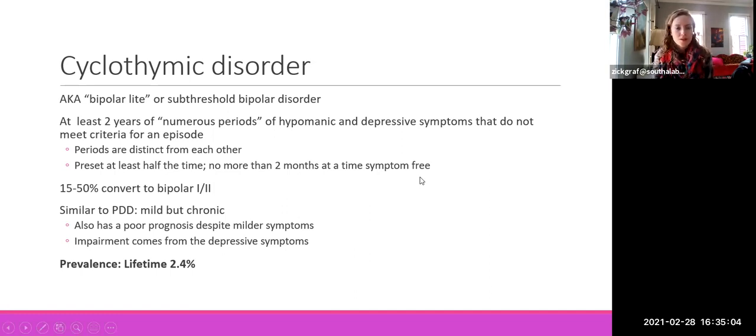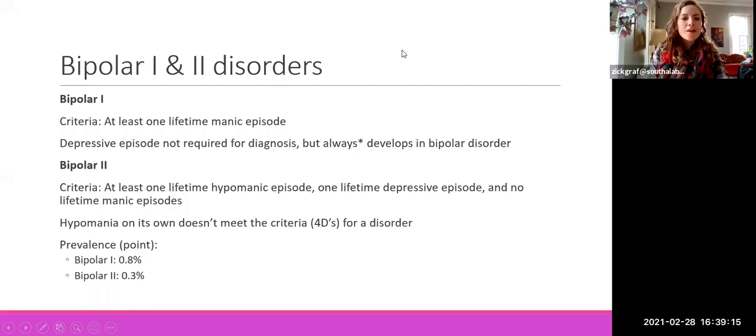And the lifetime prevalence of cyclothymic disorder is relatively low, but higher than the lifetime prevalence of bipolar 1 or 2 at 2.4%. Sorry, I'm going to go back and share with you the lifetime prevalence of bipolar 1 and 2 disorder. Okay, sorry. So let's come back to this slide. I paused the recording and double checked my numbers because something on the cyclothymic slide didn't look right.